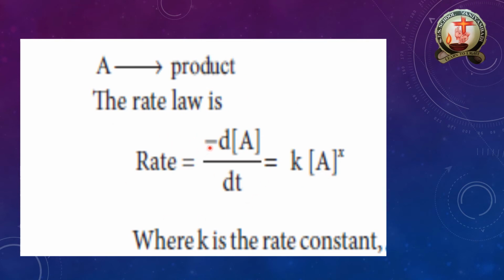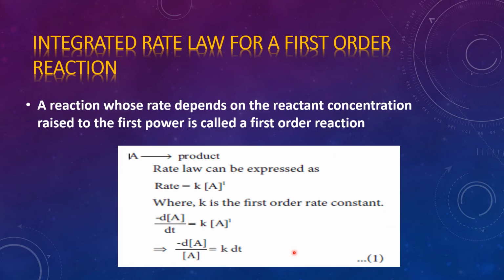Why am I writing minus d[A] within square brackets at different times? The reactant is reduced over time and we get a product. The higher concentration, say 10 kg, is gradually reducing. The minus sign indicates the gradual reduction in concentration of the reactant. Why am I putting dt? It means at different times. Where k is the rate constant.